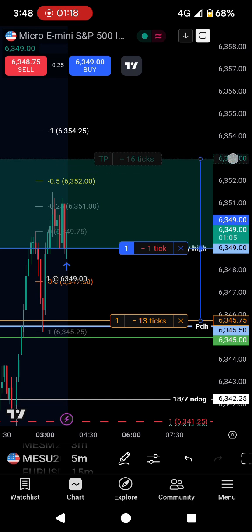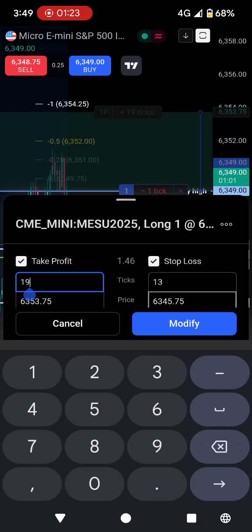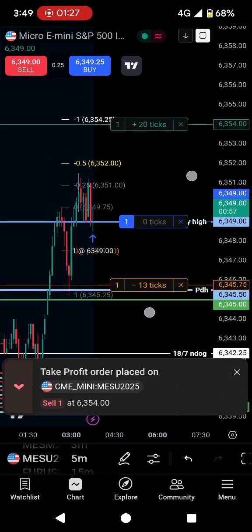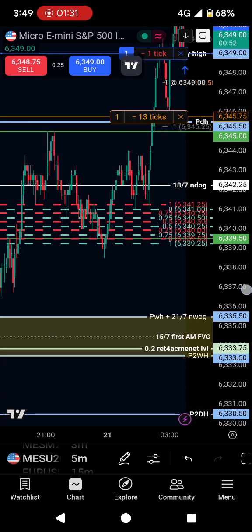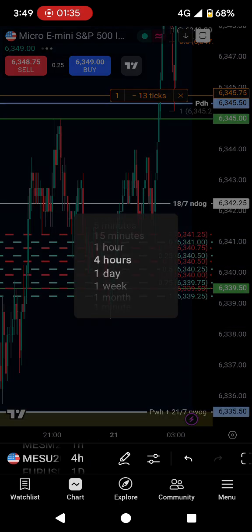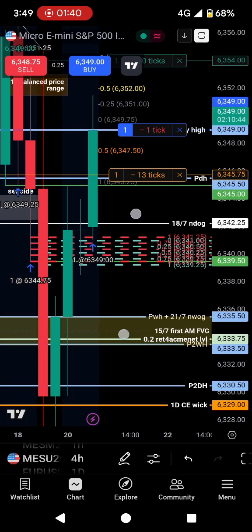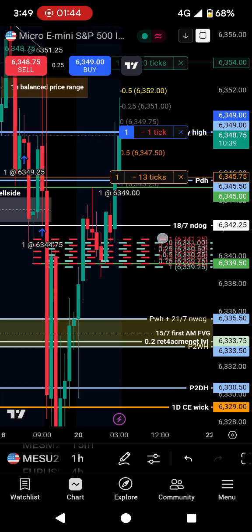So just gonna aim for 5 handles to the upside. Okay, why is that? Yeah, so if I'm not mistaken, these two lines are the CE week and CE week of the 4-hour chart or 1-hour chart, I forget. It's 1 hour.